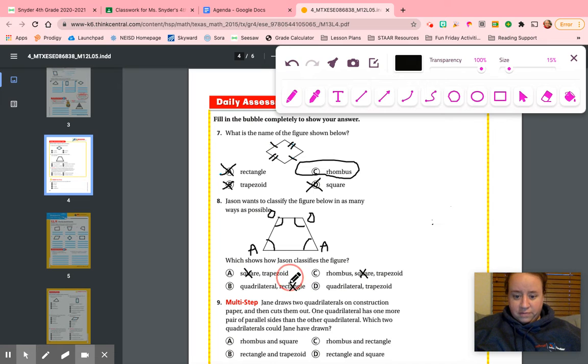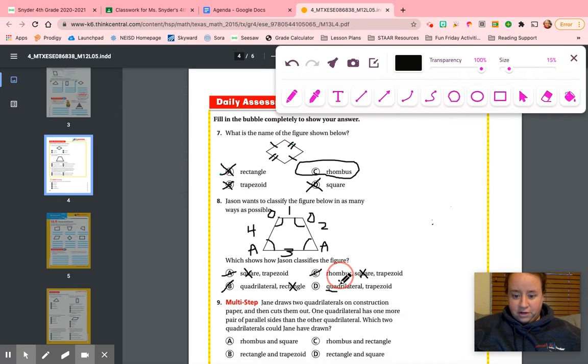Just knowing about rectangles alone has already gotten rid of 3 answer choices. We don't even need to look at the other ones. Let's see why D would be correct. D says quadrilateral, and quad, remember, means 4. This is a 4-sided figure: 1, 2, 3, and 4.